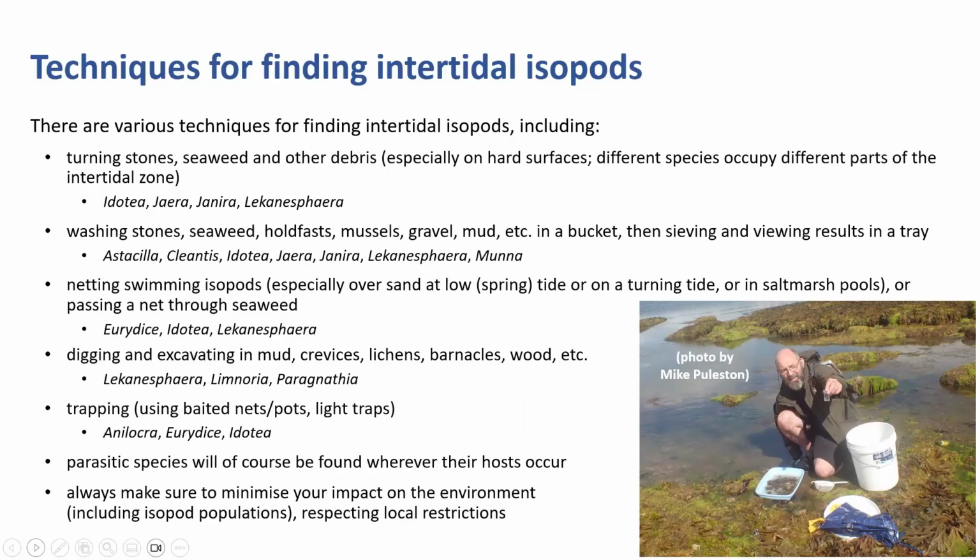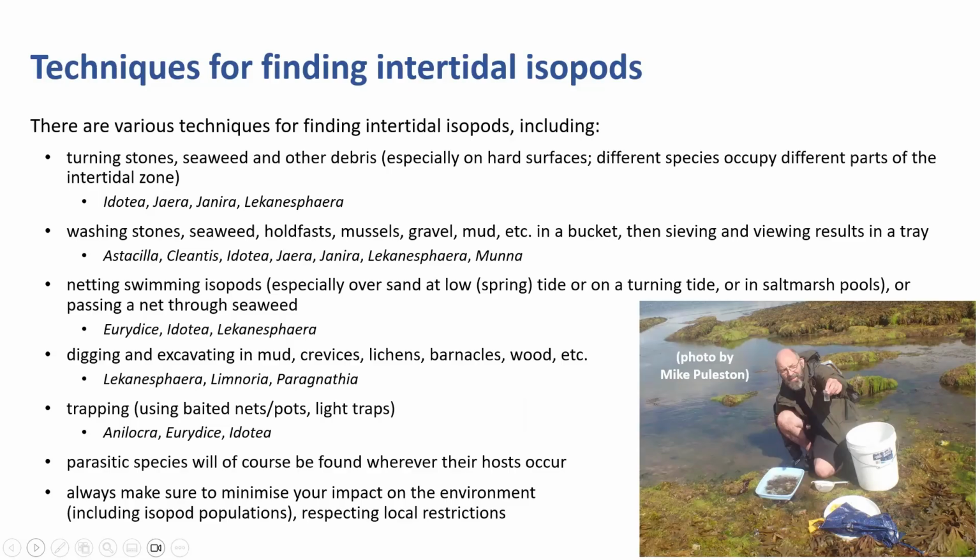You can find all sorts of stuff in salt marsh pools. You'll get your Dynamene, Sphaeroma and Eurydice. There's a nice species of Eurydice in the Firth of Forth, which you can really only get at low spring tides over sandy beaches. And if you go out onto the sandy beaches, you sometimes find it swimming about in the surf. If you see clumps of seaweed, give them a swish around, and you can get isopods out of that. So, also nice things to be found.